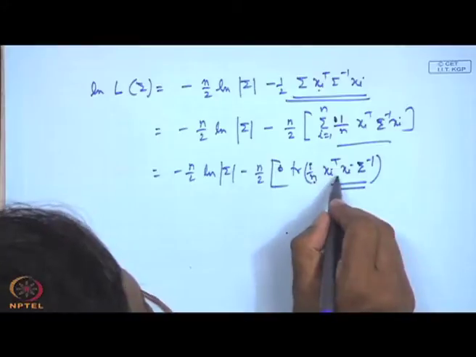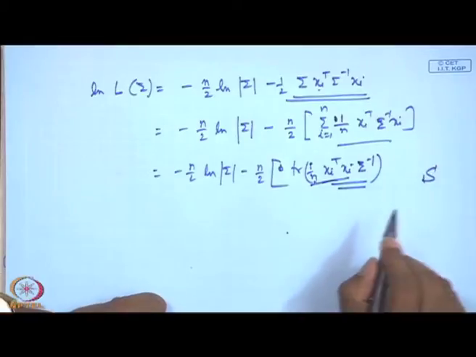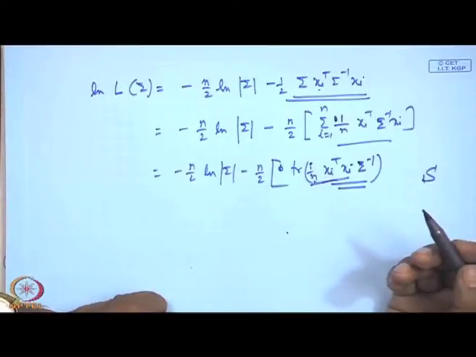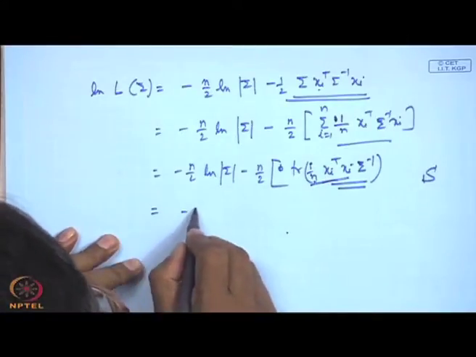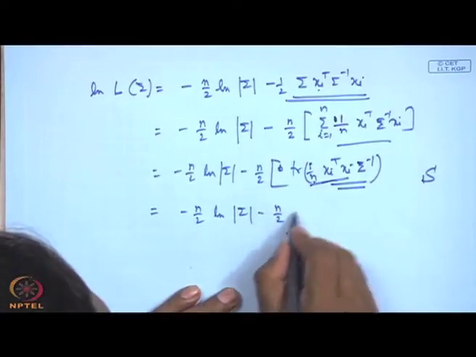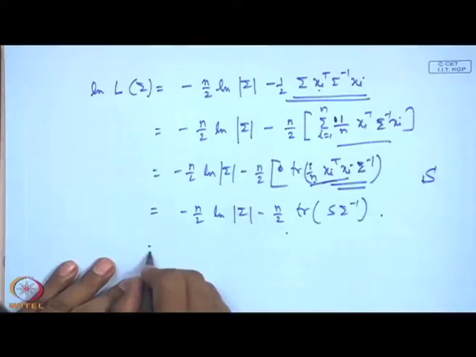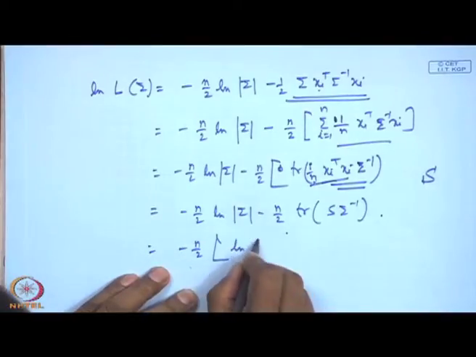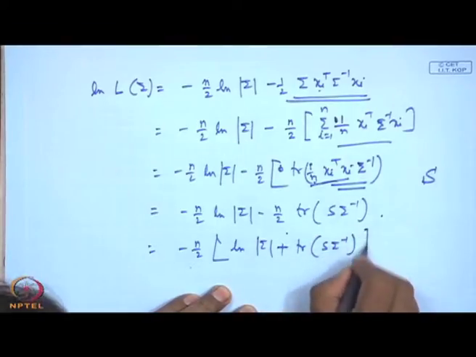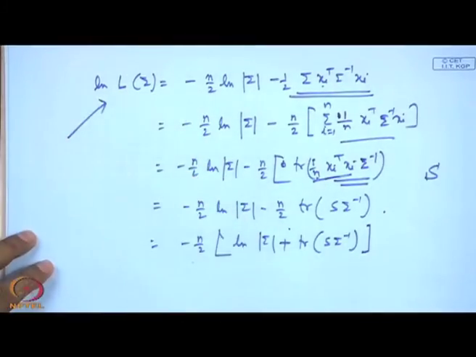Now, 1 by n x i transpose x i is nothing but the variance covariance matrix of the sample, provided n is large, so 1 by n minus 1 and 1 by n will become the same. So, with modification we can write minus n by 2, then this is trace of S sigma inverse. This is minus n by 2 log of this plus trace of S sigma inverse. Okay. So, this is your log likelihood.